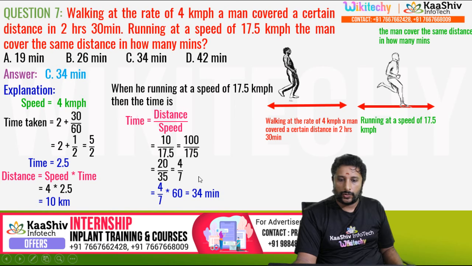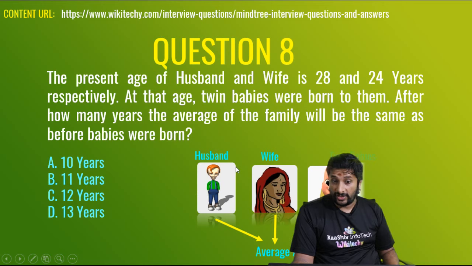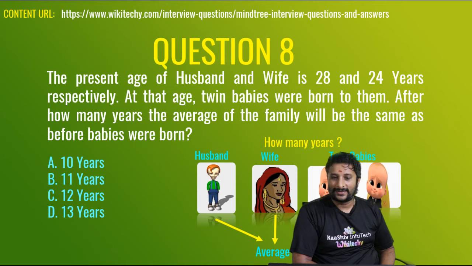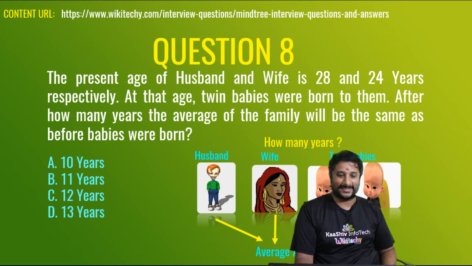The present ages of husband and wife are 28 and 24. At that age, twin babies were born to them. After how many years will the average age of the family be the same as before the babies were born? 28 plus 24 divided by 2 is the average of the parents. So at what age will the average of the family once again become 26? That's the question. Let's see how we can solve this problem.